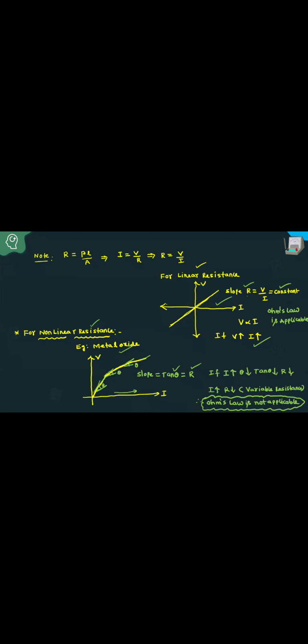In linear behavior, R is constant. You find the slope at any point, it is constant. But here it is not constant, it is changing. Current is changing, resistance is also changing. There is a difference between linear resistance and non-linear resistance.